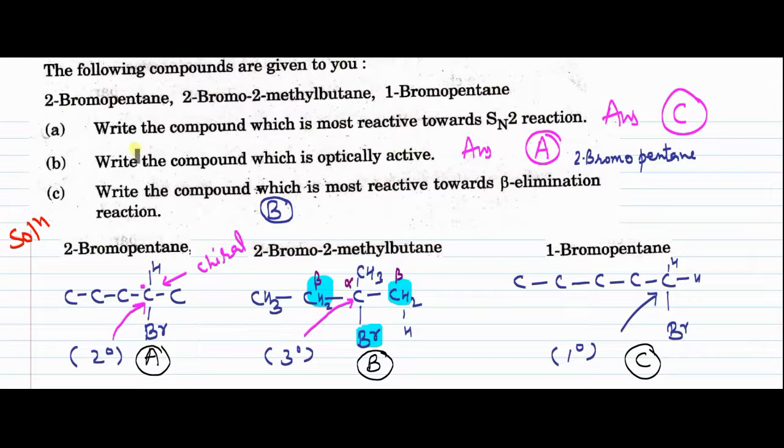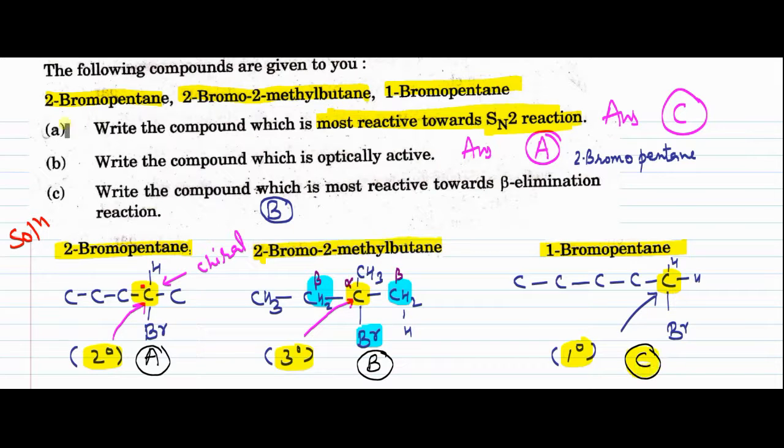The following compounds are given to you. 2-bromopentane, स्ट्रक्चर फॉर्म करें. 2-ब्रोमो-2-मिथाइल ब्यूटेन, 1-ब्रोमोपेंटेन, कार्बन 2 डिग्री, 3 डिग्री एंड 1 डिग्री. 1 डिग्री हेलो एल्केन most reactive toward SN2 mechanism. It means C for A.